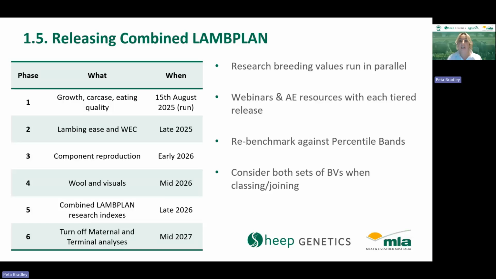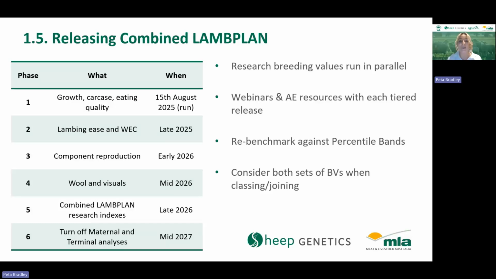Over the next 12 to 18 months, we'll see the release of new trait groups periodically during that period. So we'll see lambing and worm egg count come on later, and reproduction. Finally, when we've got all trait groups available, we'll be releasing indexes. And then in 2027, we'll be decommissioning the maternal and terminal evaluations. So it is going to be an iterative process, and we will be running evaluations concurrently for a period of time. However, it's really important to think about what Combined LAMBPLAN means for your business and how you engage and utilize these new improved breeding values as they become available for your selection decisions.